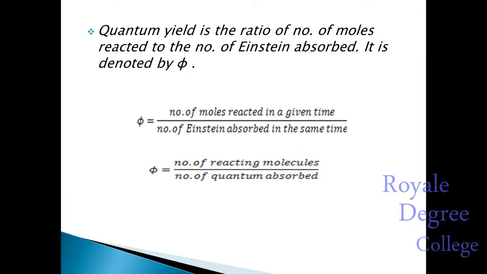So the quantum yield is the ratio of number of moles reacted to the number of Einsteins absorbed. It is denoted by phi. So we can write the formula like this. Phi, it is nothing but quantum yield, that is equal to number of moles reacted in a given time divided by number of Einsteins absorbed in the same time. Or we can write like this also, phi is equal to number of reacting molecules divided by number of quanta absorbed.